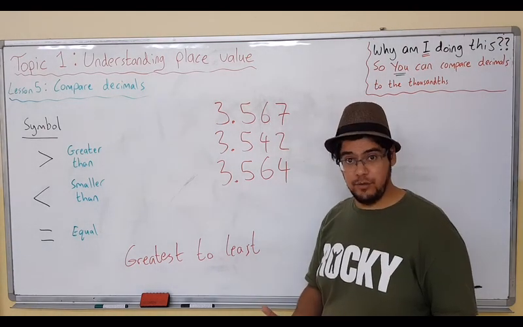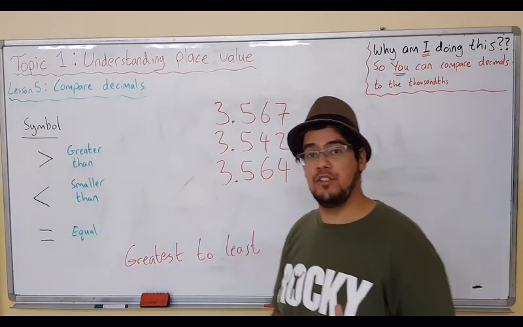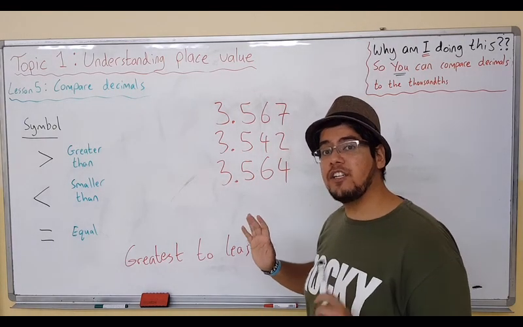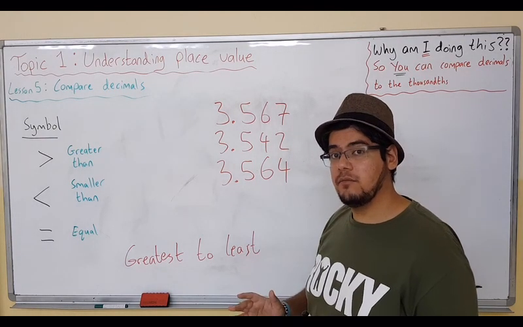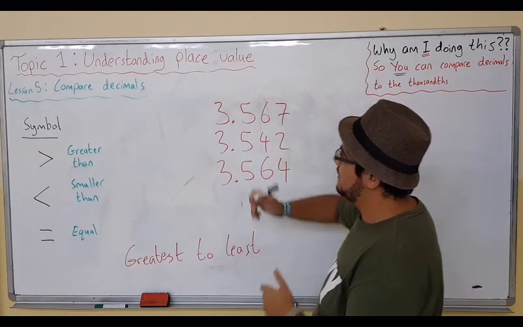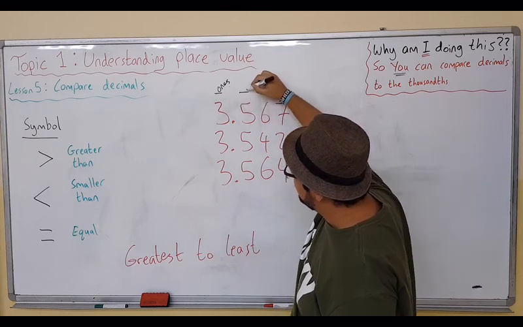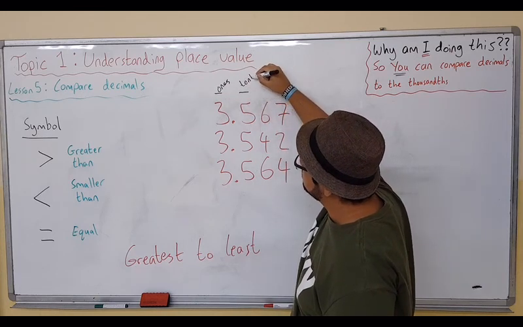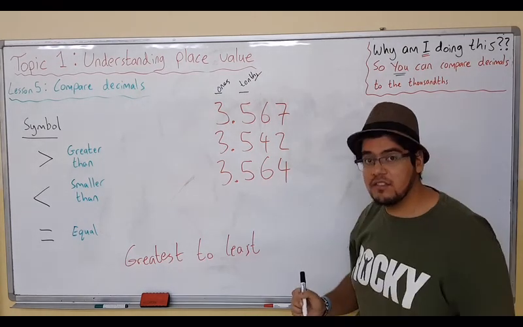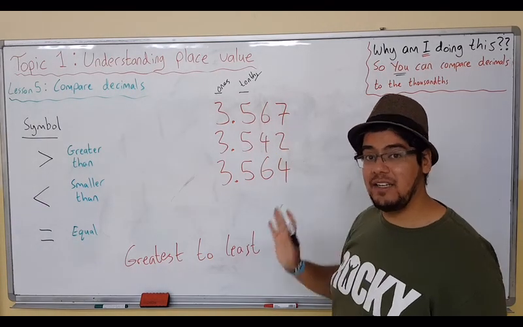Now, how are we going to do that? Here's what I want you to do: line up the decimal numbers according to place value. You remember place value from the previous lessons? This is the ones, this one is the tenths, this one is the hundredths, and the thousandths. Everything is lined up nice and neat.